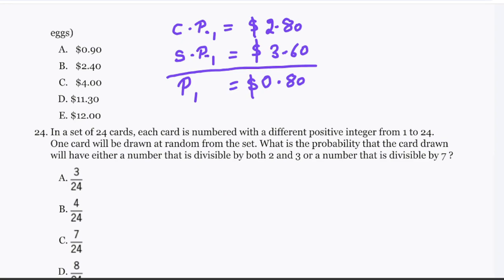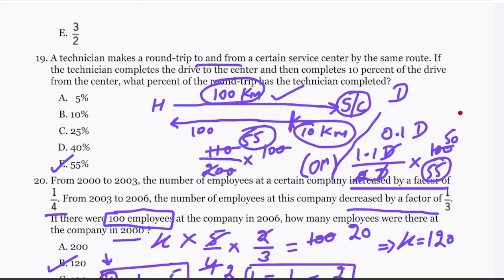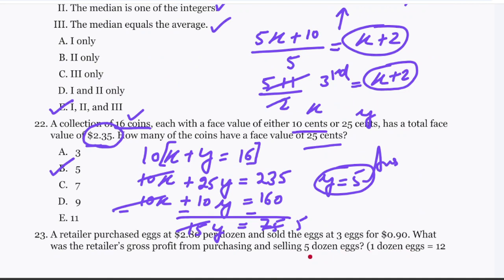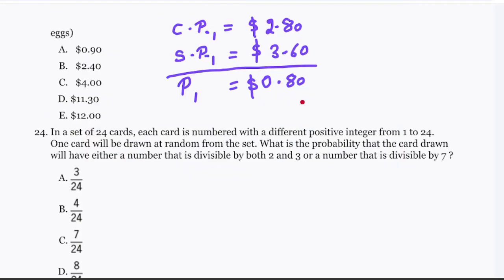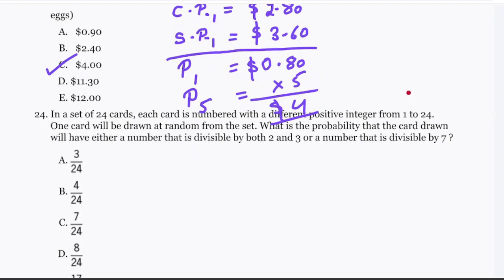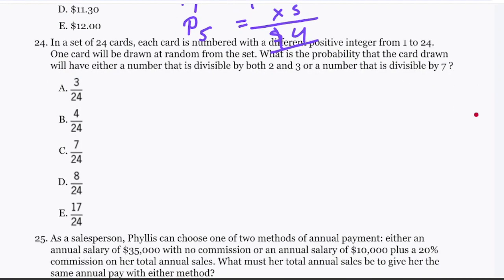Now they said how much will be the profit after selling 5 dozen eggs, right? So multiply this profit to find out for the 5 dozen. Multiplied by 5, you get $4. Option number C. Clear? Correct. Yes, clear. Question number 24 now. Was that done? No, this was also not done.